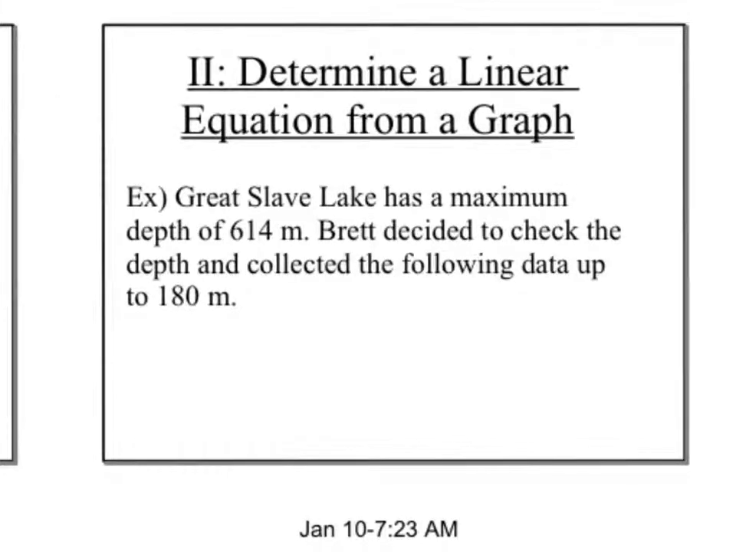The second example now is when you're given a graph and you have to find the equation, find the table of values, and answer questions based on all of that. In this case, we're looking at Great Slave Lake, a maximum depth of 614 meters, and Brett's decided to check the depth and collected the following data up to 180. Now the key word here is depth. It's a lake. You're not doing it at the surface, so all of your numbers will be negative. Make sure you read these questions carefully so you don't get caught with that.